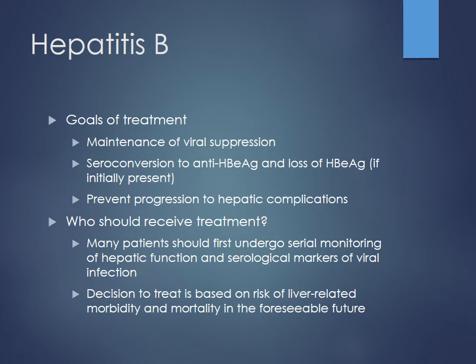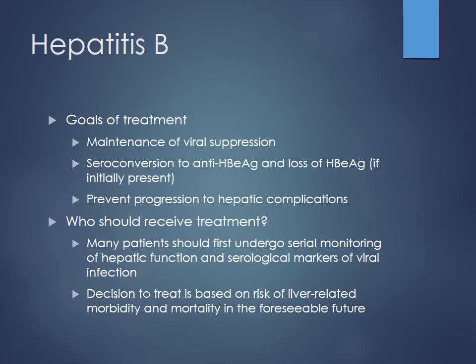Okay, so our goals of treatment, if they do have a chronic infection, we'd like to have maintenance of viral suppression to prevent some of the complications of hepatitis and cancer and things like that. We would like to have seroconversion to the anti-HBe antibody and loss of the HBe antigen, which is one of the proteins there, the envelope antigen, and then prevent progression to more chronic complications.